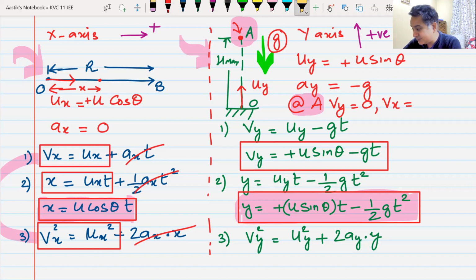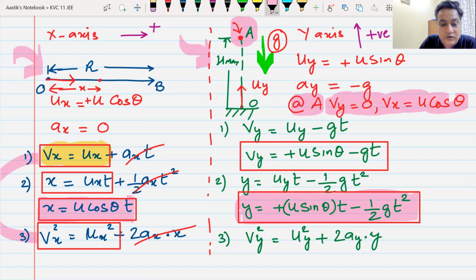My dear friends, nothing in the universe changes horizontal velocity because we are studying projectile motion in this universe where F is equal to ma is valid. Only 4% of this universe we can see. 96% is dark matter. We don't see it. But still, horizontal velocity remains constant. U cos theta. Vertical component is 0, horizontal component is u cos theta.